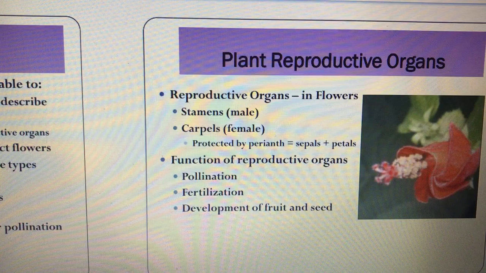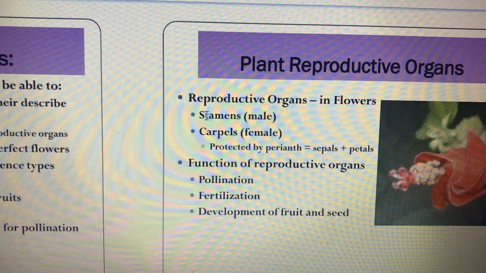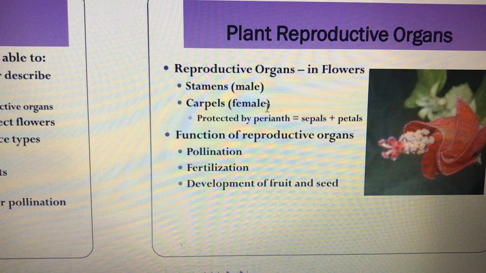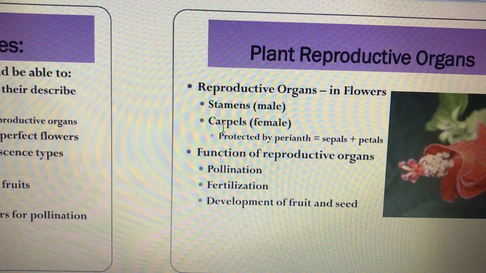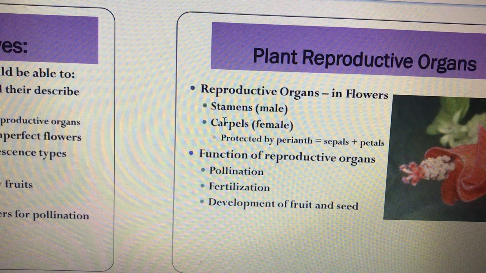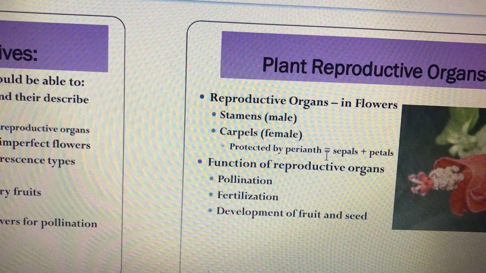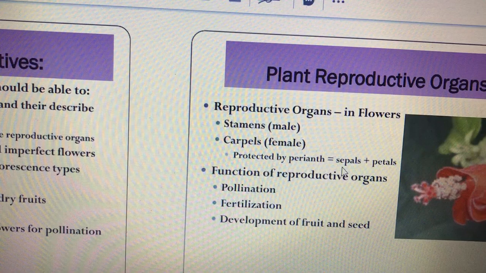Reproductive organs in flowers. There are stamens, which are the male reproductive organs, and there are carpels, which are the female reproductive organs. So stamen, male; carpels, female. They are protected by the perianth, which is a combination of sepals and petals. So the perianth is the sepal plus the petals.